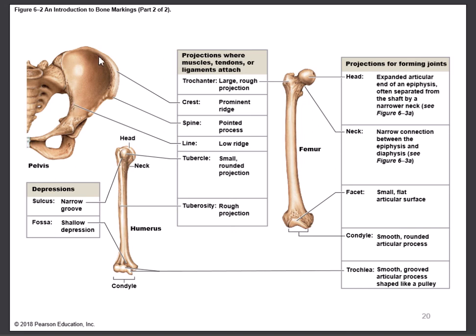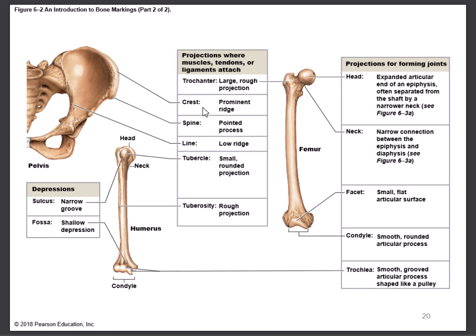This happens to be called the iliac bone. Look at this shallow depression right here. It's kind of like the inside of a clam shell. This is called the iliac fossa. Now we have a lot of different fossas in the body. As you study the different bones, you'll see these fossa. All right, so those are the two depressions, a sulcus and a fossa.